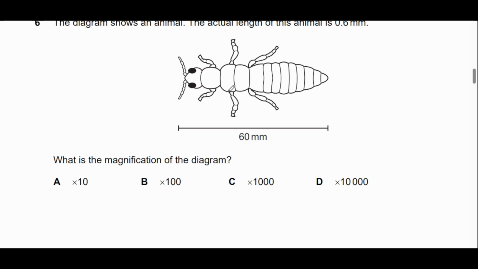The diagram shows an animal. The actual length of an animal is 0.6 millimeters. What is the magnification of the diagram? Right. So, magnification equals image over actual. Therefore, your image size is 60 divided by 0.6. Your answer would be 100 times, right? Or I should say times 100. So, answer is B.